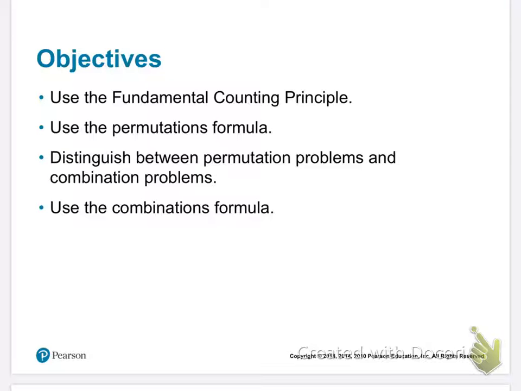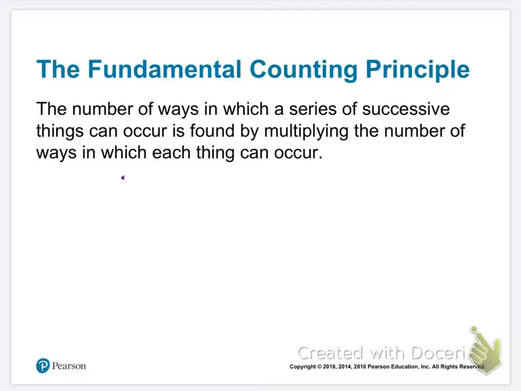Our objectives are to use the fundamental counting principles, to use the permutation formula, to distinguish between permutation problems and combination problems, and to use the combination formula. So the first thing on our list is the fundamental counting principle: the number of ways in which a series of successive things can occur is found by multiplying the number of ways in which each of the things could occur.